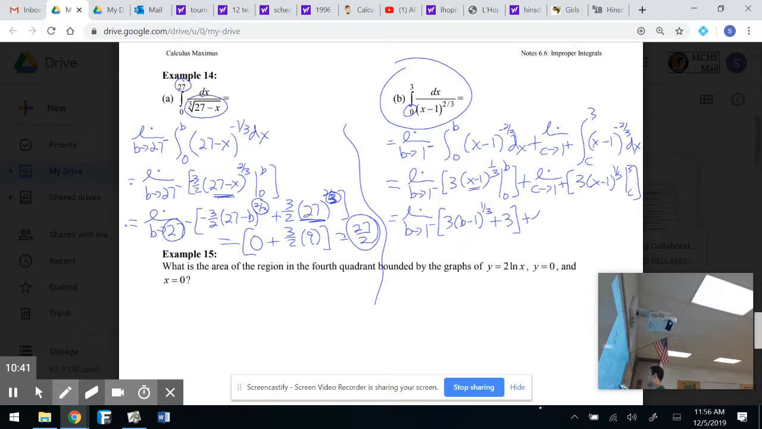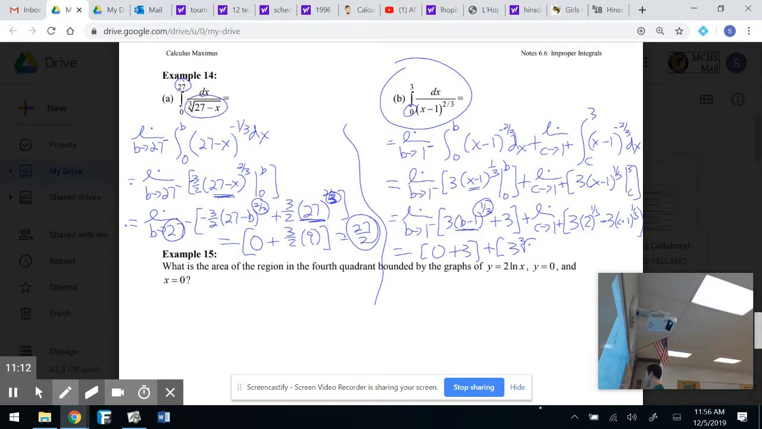And then we've got plus the limit as c approaches 1 from the right-hand side. This time I'm going to plug the 3 in first, and I get 3. Ooh, I get the 2 to the 1/3. I don't know what that is. And then I've got a minus a 3 times c minus 1 to the 1/3. Now I notice I have no negative exponents, sweet. So that means I can just plug in the 1. You plug in a 1 in there, and you get 0, plus 3. And then I've got this guy, and then I get 3.